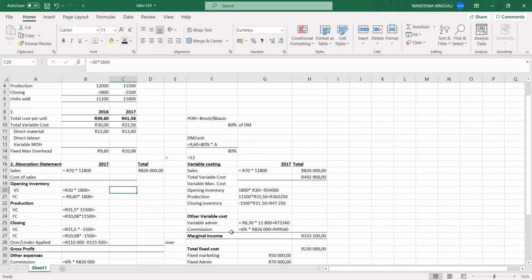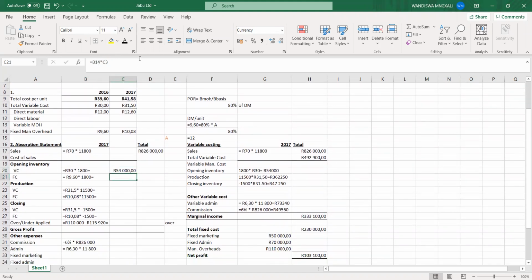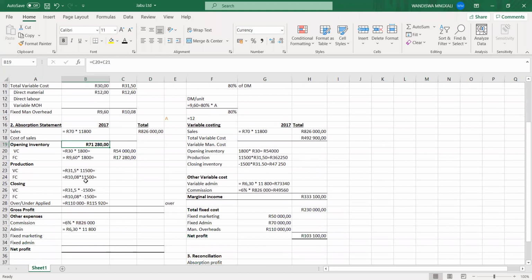Right, so it's the 30 Rand times the 1,800 units, which would then give you a total of 54,000. Now, with the fixed cost portion, it's also the same method. It's the 9 Rand 60 times the 1,800 units, which will then give you a total of 17,280. Okay. So what I'd like to do is to add up these two amounts to get a total for my opening inventory, which was 71,280.